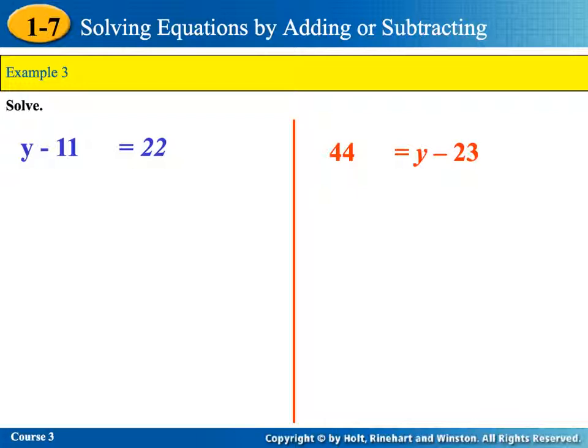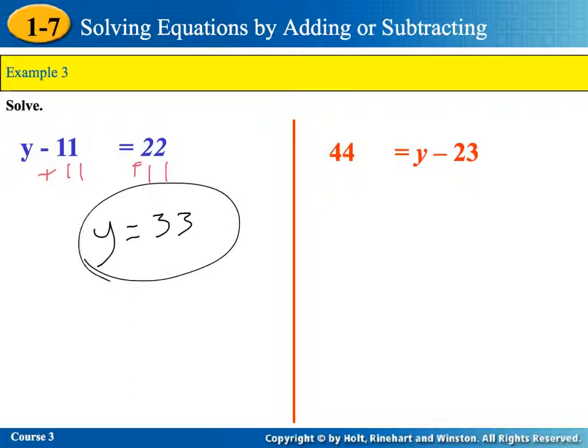All right, here we go. Inverse operations of each other. So what's happening to that 11? It's being subtracted. So inverse operation of subtraction is addition. So we need to add. So I get y is equal to 22 plus 11, 33. So the answer is 33.